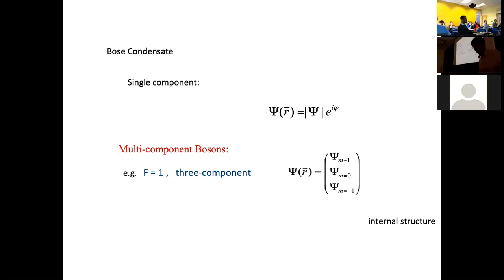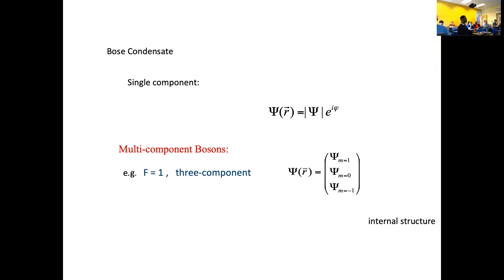For a single component BEC, you have this macroscopic wave function, which can be a function of position and time, and of course it has a magnitude and a phase. But if you have a multi-component boson, in my case the spin-1, because it is a spin-1 object, the wave function that the boson condenses into is a spin-1 wave function. And so, of course, I can write it like this.